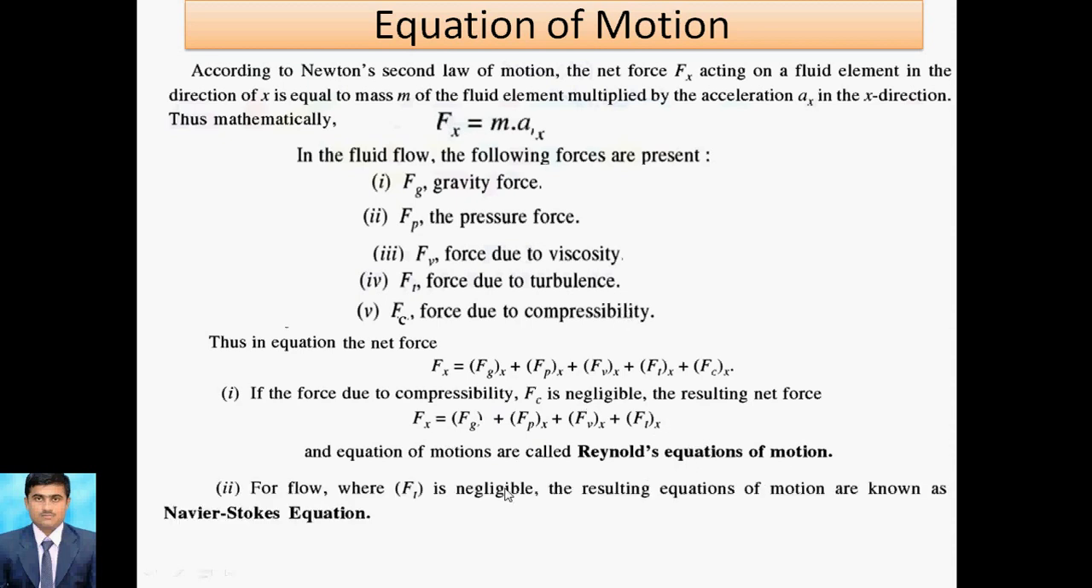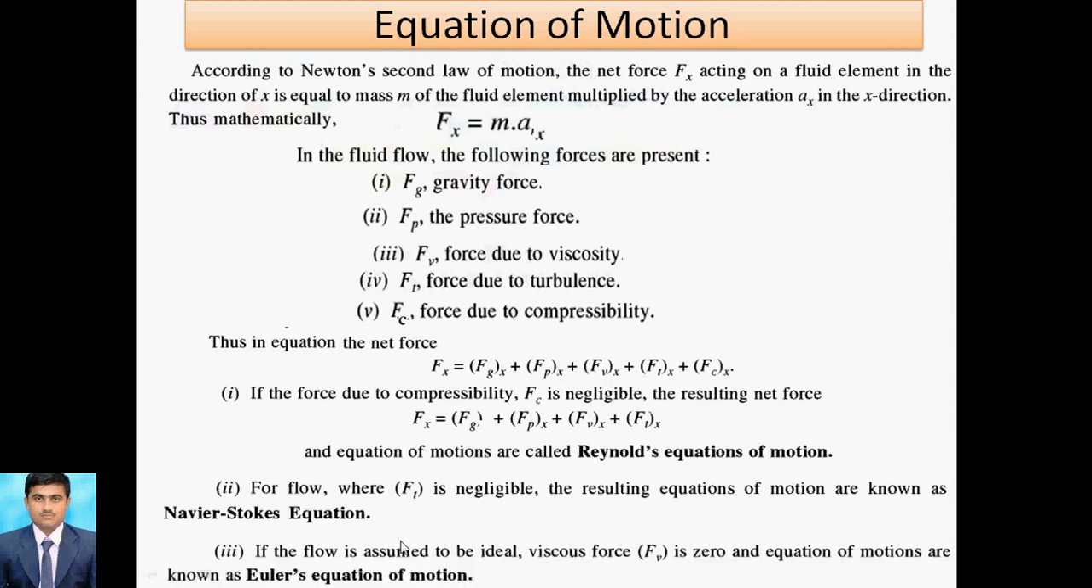Now the next term is the neglect of Ft, the turbulence force. If you remove the turbulence term from the Reynolds equation, what will happen? Only three terms remain, and that is called the Navier-Stokes equation. The Navier-Stokes equation depends on only Fg, Fp and Fv, that is the gravity force, pressure force and viscous force, resolved in the x direction. That equation is called the Navier-Stokes equation.